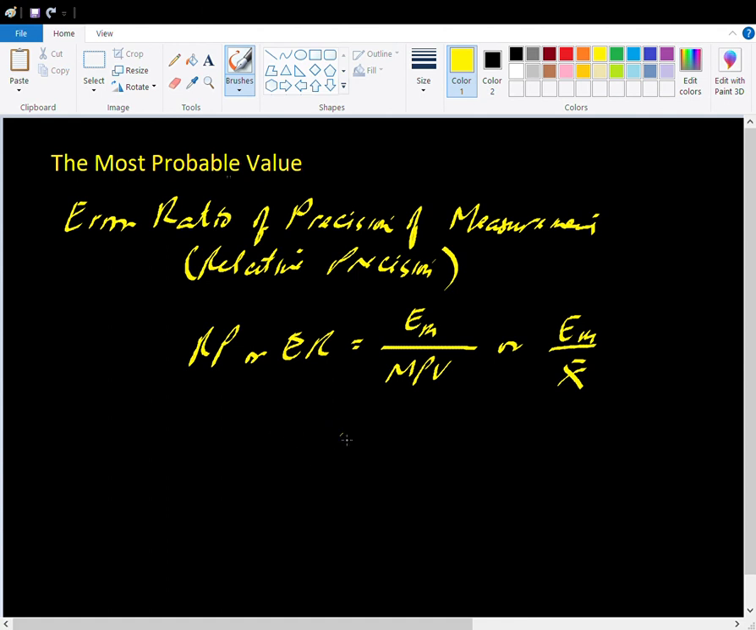So next we'll have a sample problem. We will calculate for the most probable value, the residuals, up to the error ratio or relative precision.